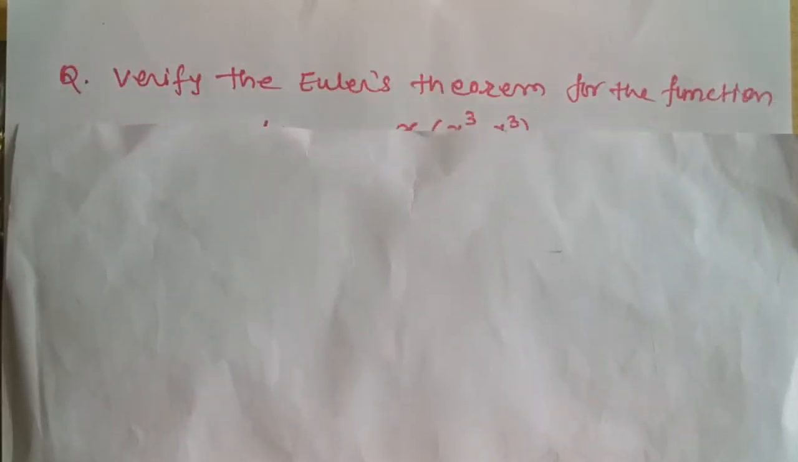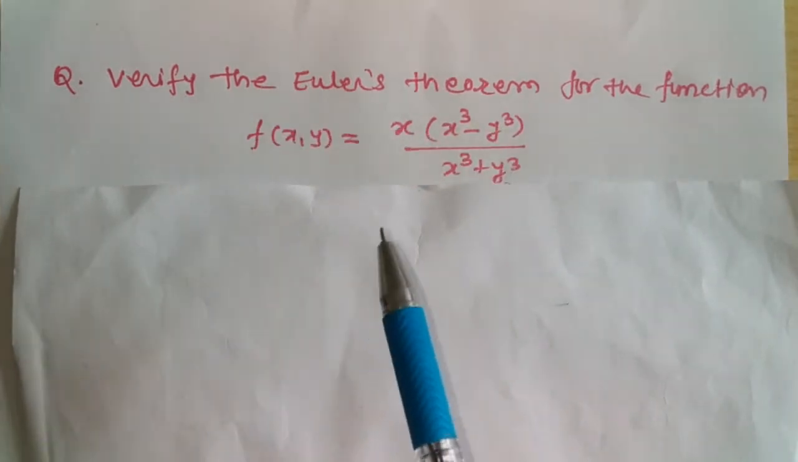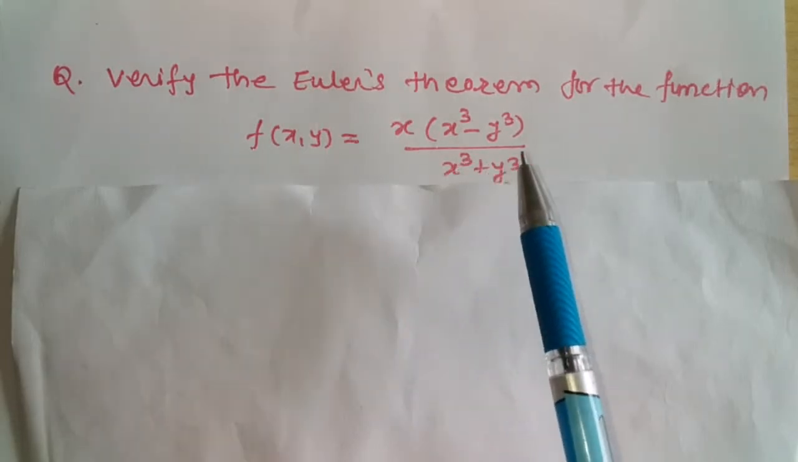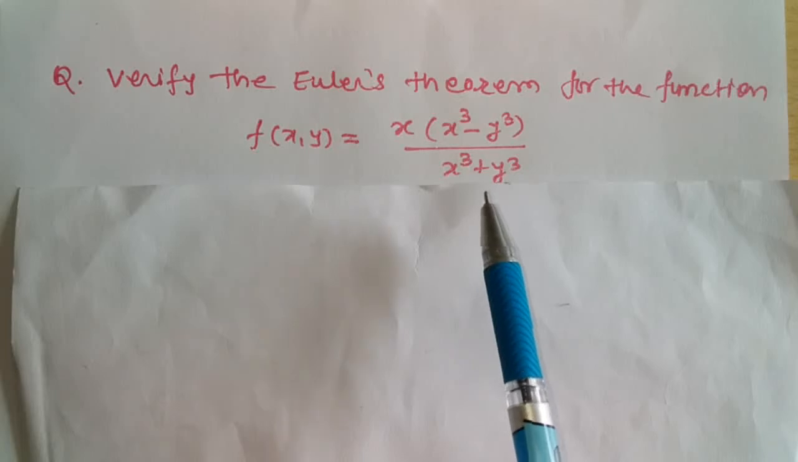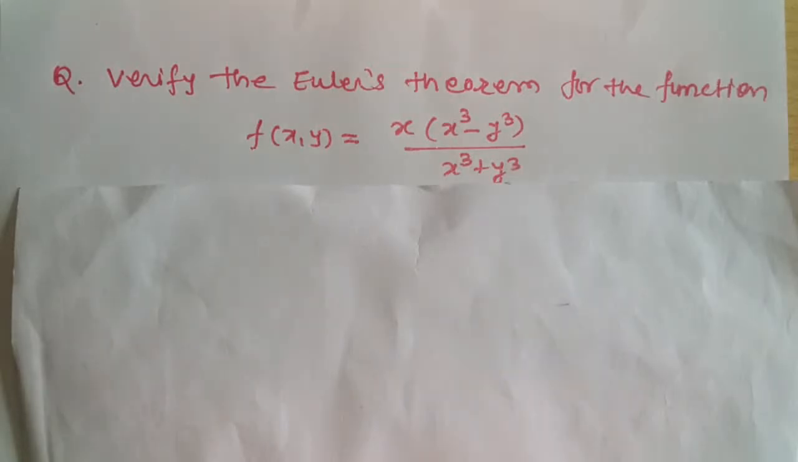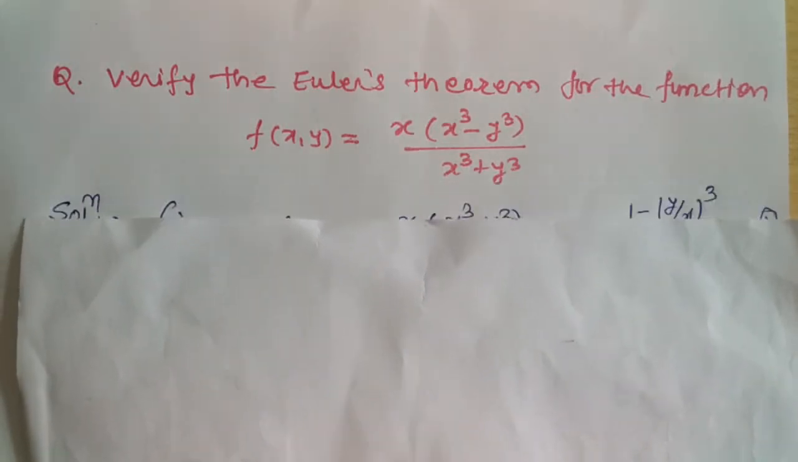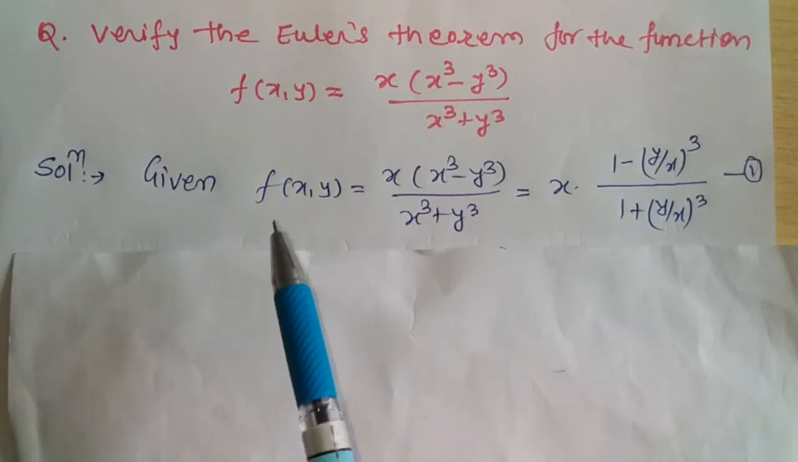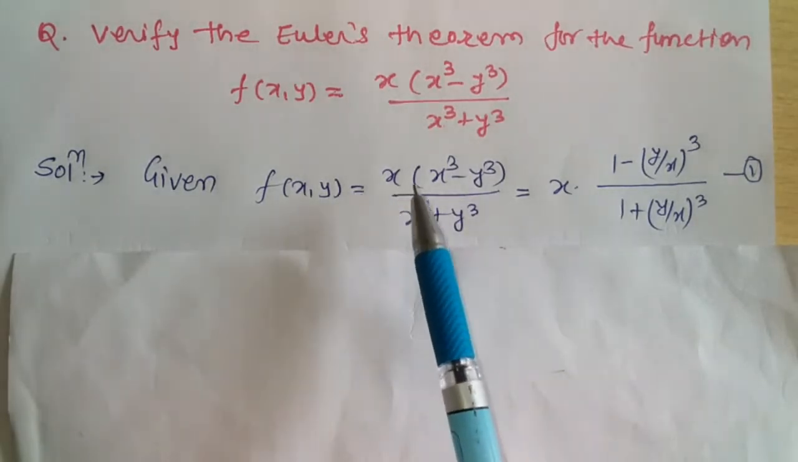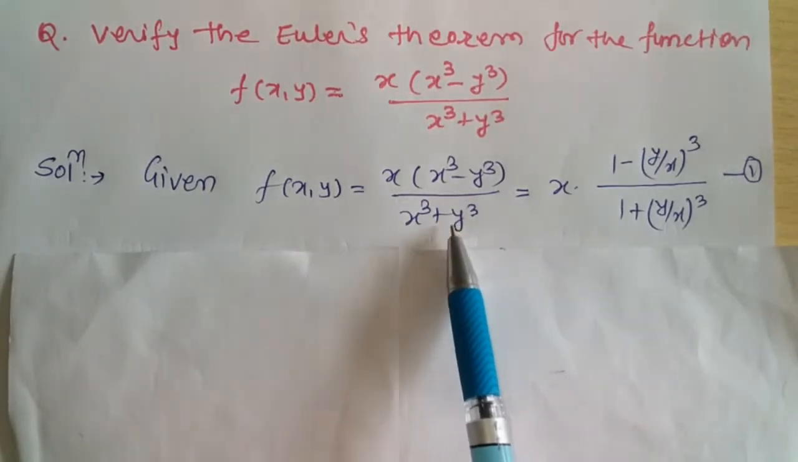Next example is verify the Euler theorem for the function f(x,y) equal to x into (x cube minus y cube) upon (x cube plus y cube). So here the function is a function of two variables x and y, and we have to verify the Euler theorem for the function f. So given f(x,y) is equal to x into (x cube minus y cube) upon (x cube plus y cube).